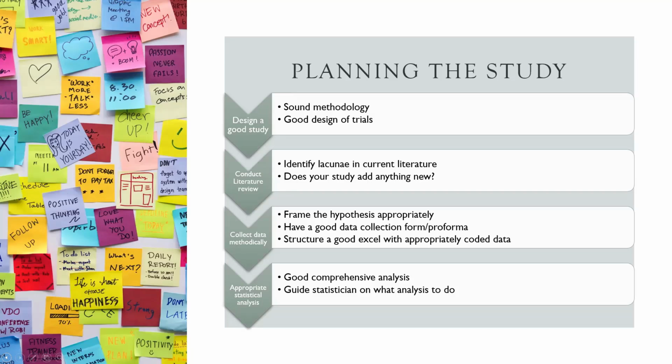So once you have identified this lacunae in the literature, you need to go about designing your hypothesis as to what it is that you're going to look at. Based on that, you have to design a good data collection form or pro forma. When we have large data sets, we also have access to enter our data directly into Excel. So you need to have a good pro forma, include all the data you are going to collect, or design a good Excel sheet for it. Following your data collection, you have to do a good analysis, and you should be able to guide the statistician as to what you need.